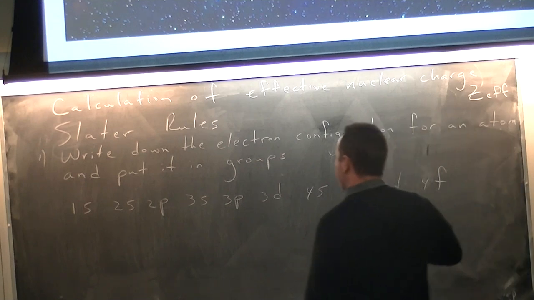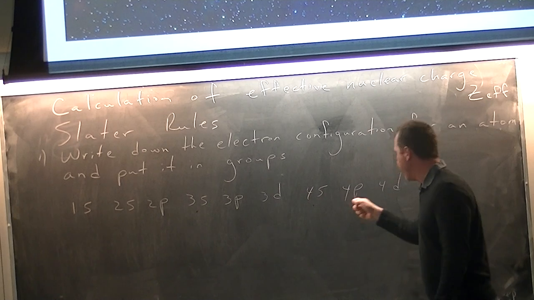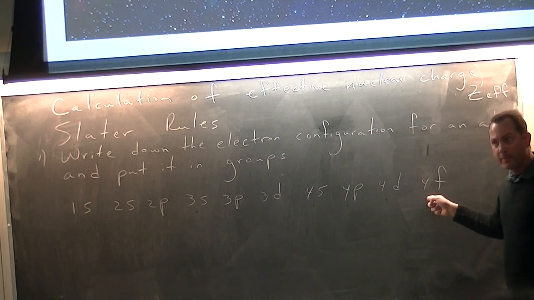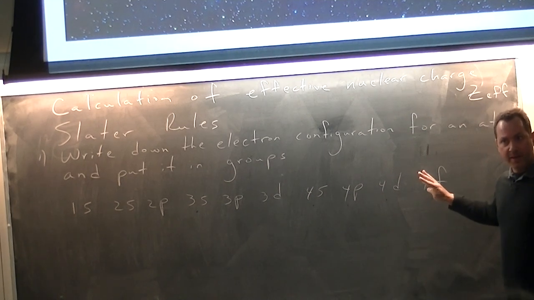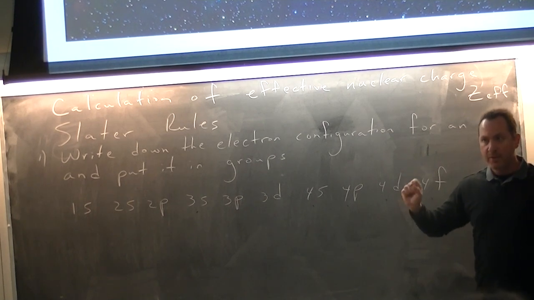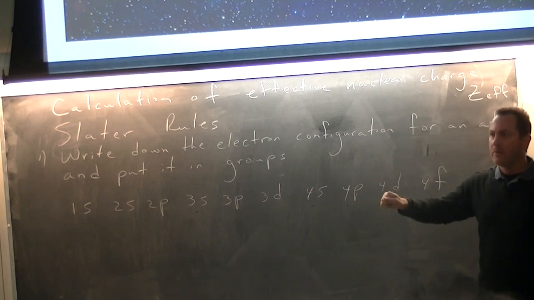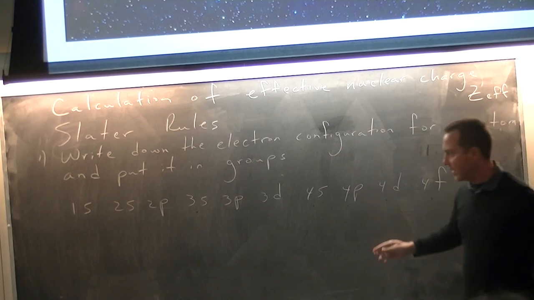So you're going to put the 1s, 2s, 2p, 3s, 3p, 3d, 4s, 4p, 4d, 4f, just in the way that I'm showing you. But you're going to fill the electrons in those orbitals in the same way, following the Aufbau rules that you know, in the standard rule. Okay?